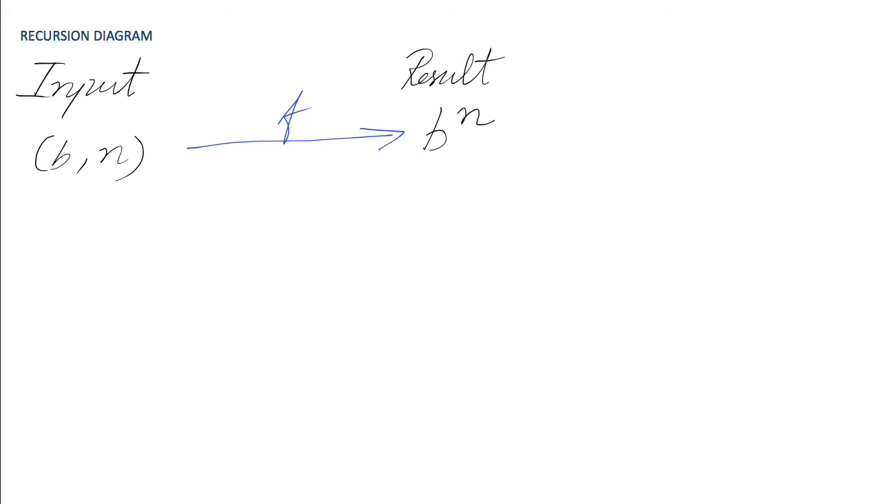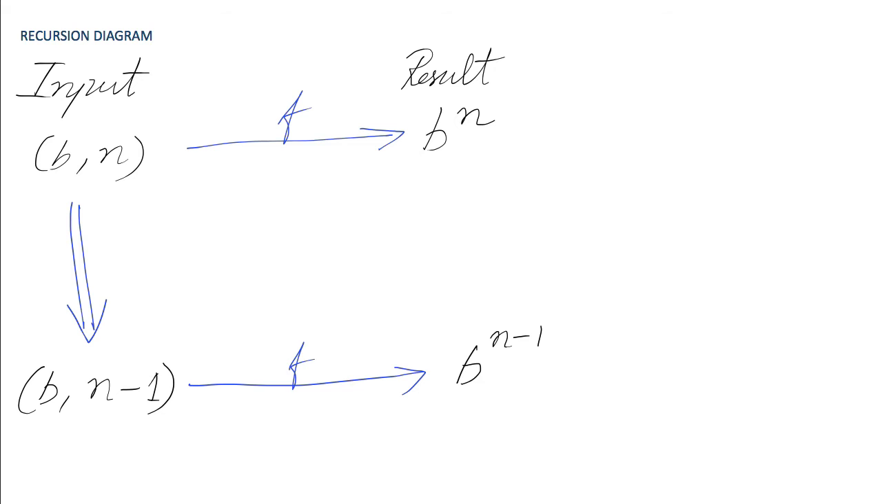Let's draw the recursion diagram for this example. The inputs are b and n. The result is b to the power n. We can reduce the size of the problem by 1 unit. The result of the subproblem is b to the power n minus 1.